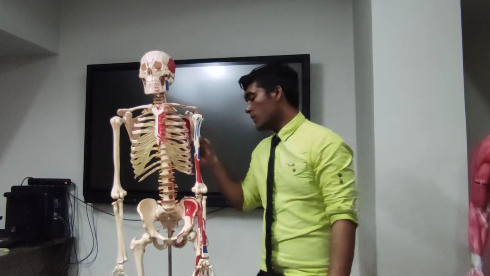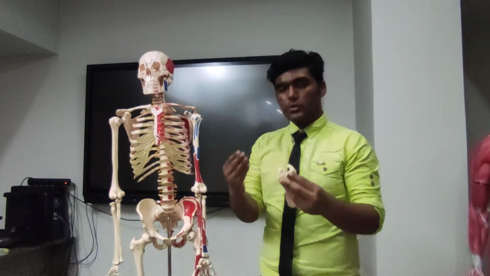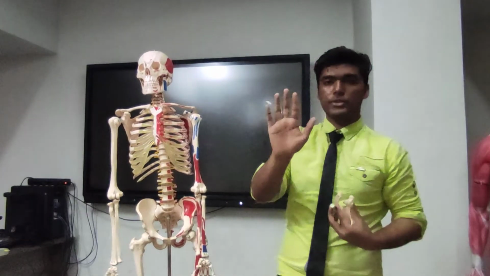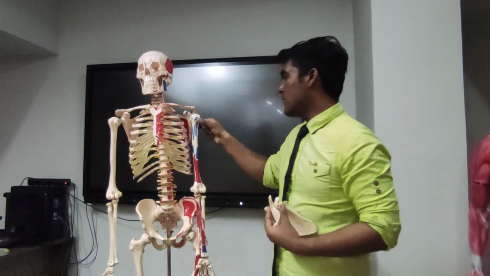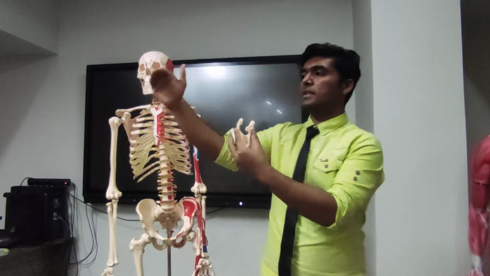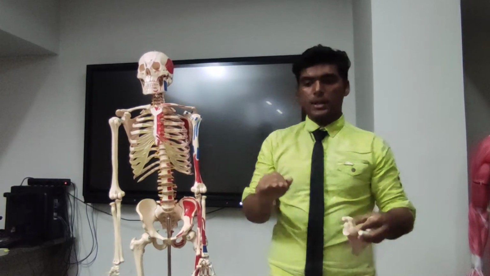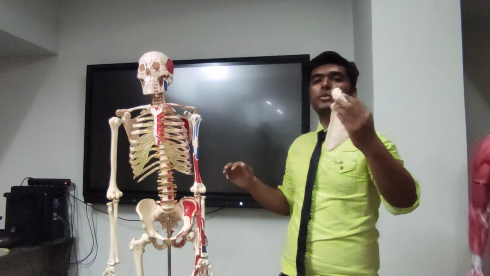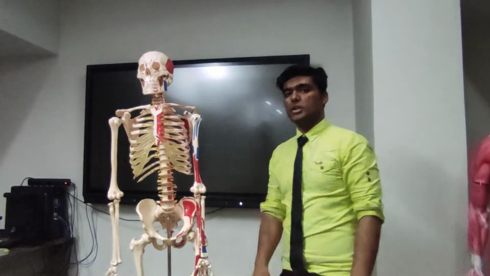Today we are going to discuss the osteology and the anatomy of humerus. First of all, we have 5 main points to discuss. First is what actually humerus is. Second is its proximal extremity. Third is its body or shaft, and fourth is its distal extremity. And at the 5th point, we are going to discuss the clinical correlations.